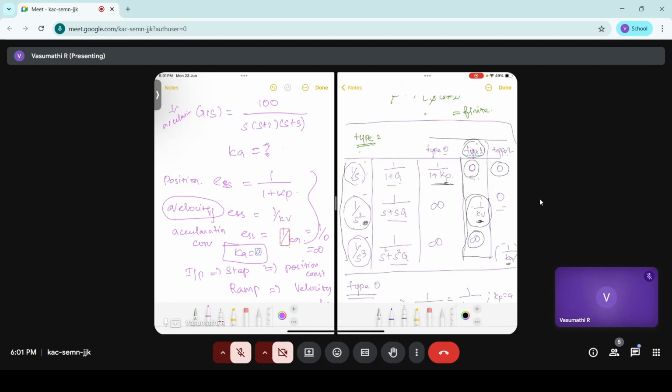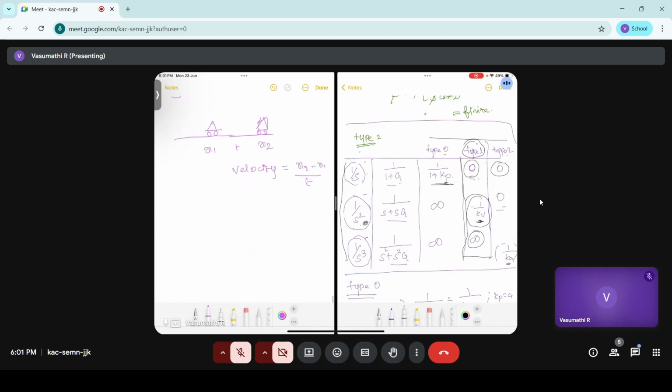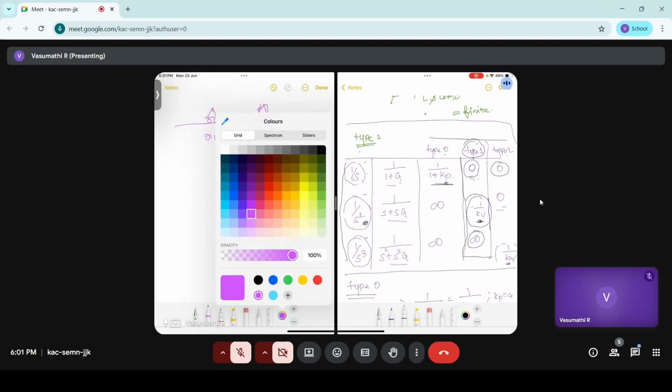That means our acceleration constant is 0, and your steady state error will be infinity. That's why your acceleration constant should be 0, because this is related in terms of inverse. Your ESS and Ka are inversely proportional. So the question here is, what is the acceleration constant for a type 1 system. So your answer should be 0. Right, I will move forward to the next point.